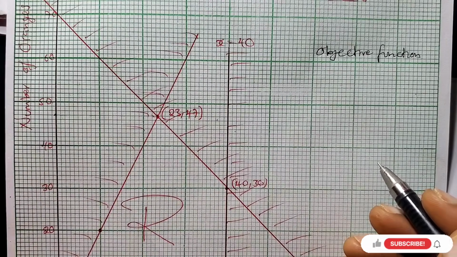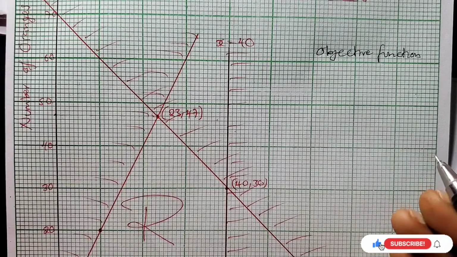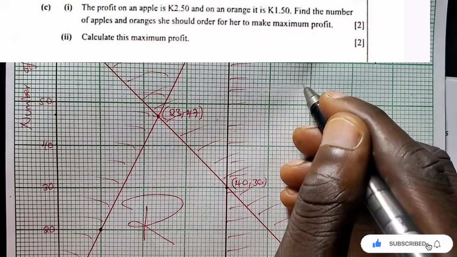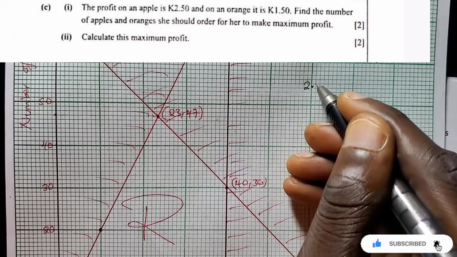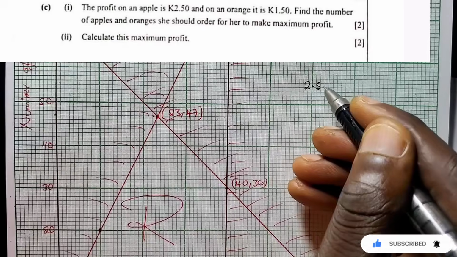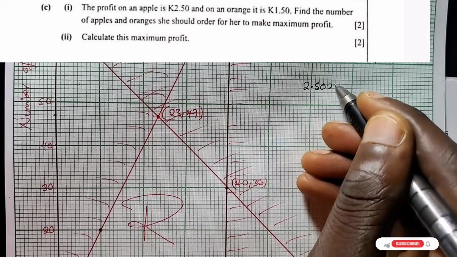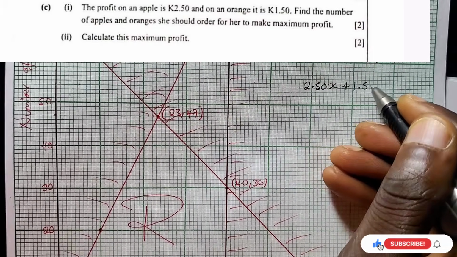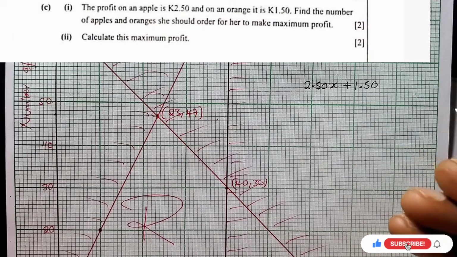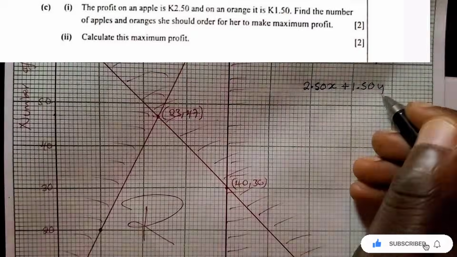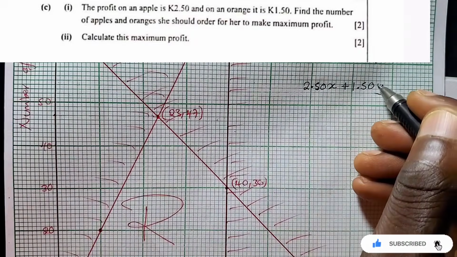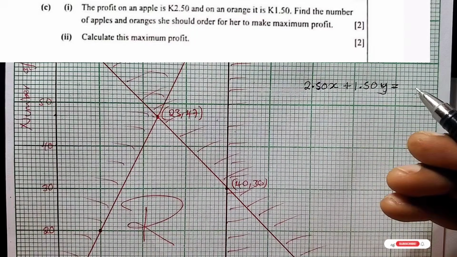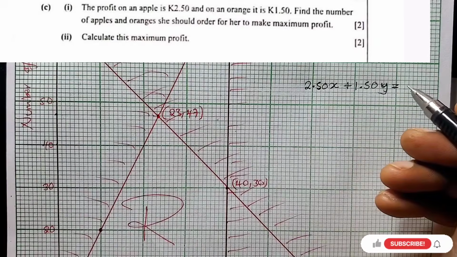We are told that the profit on an apple is 2 kwacha 50 ngwe, and apple is X. So we're going to say 2.50x plus 1.50, this is the profit on the orange, y. This should give us the profit on the coordinates we are going to use.